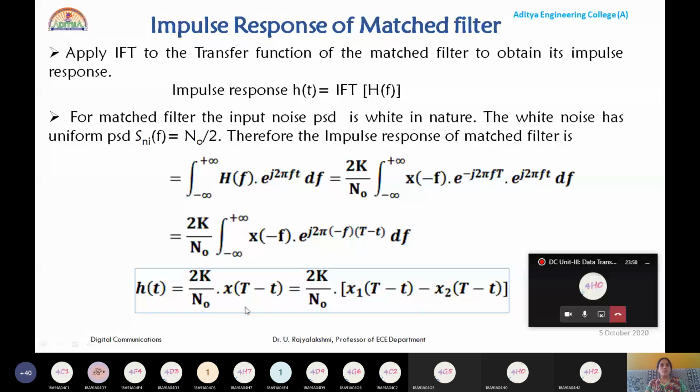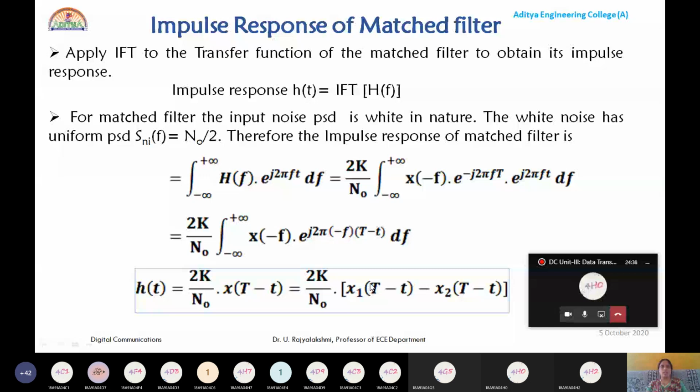The input signal is nothing but the difference between the two levels, that is, the positive magnitude and the negative magnitude. So it is x1 of capital T minus small t minus x2 of capital T minus small t, because the total magnitude is the positive magnitude minus the negative magnitude. The negative magnitude is minus a and the positive magnitude is plus a, so plus a minus of minus a. So it will be 2a.